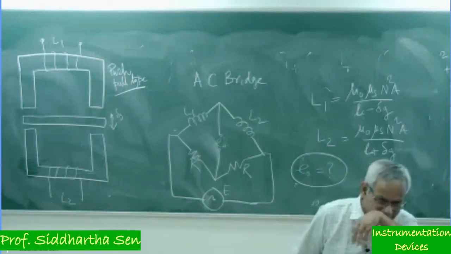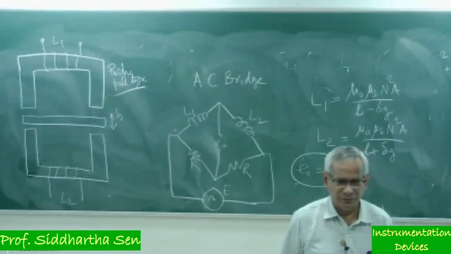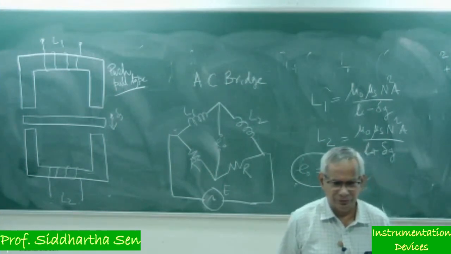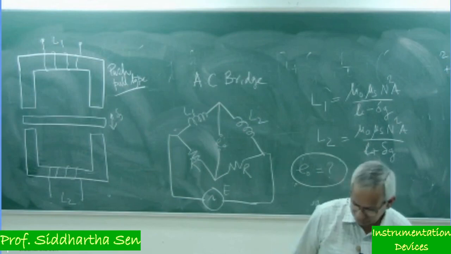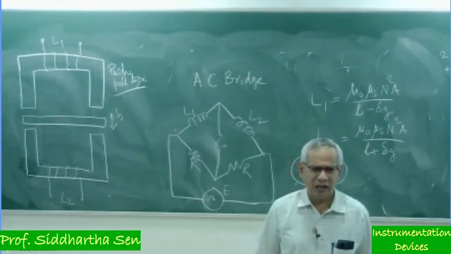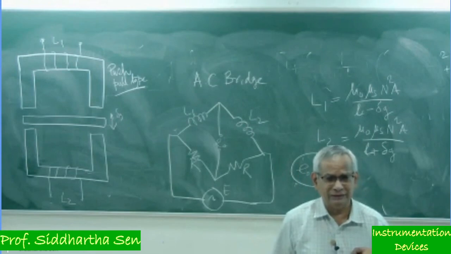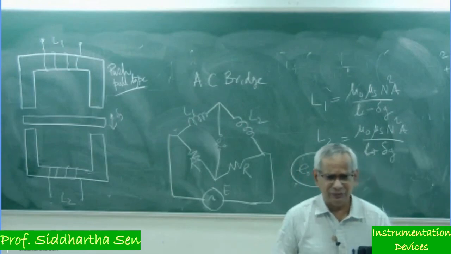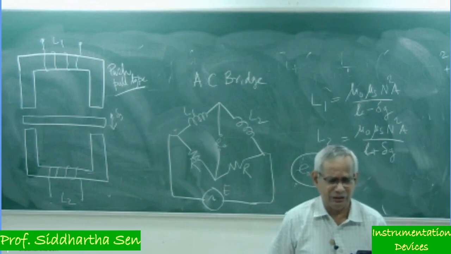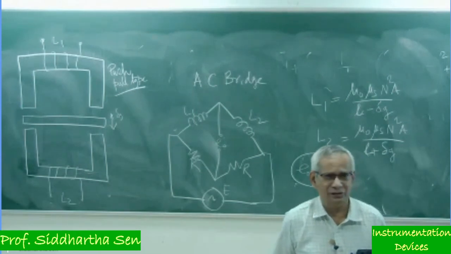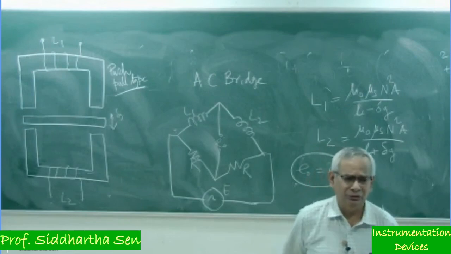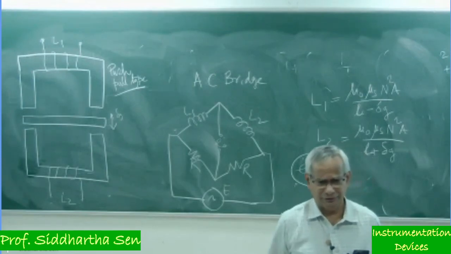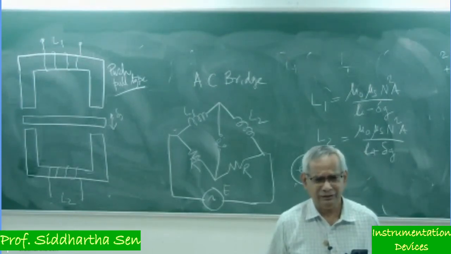Any possible answer? Sir, I'm not sure about the expression, but linearity might improve. Definitely linearity will improve, and second, the sensitivity will be almost doubled, because you can see that instead of 1 we are using 2, one increasing, one decreasing. As we have seen for the strain gauge case also, the sensitivity will be doubled. Any other advantage?